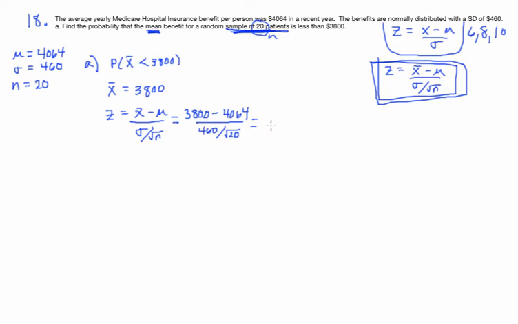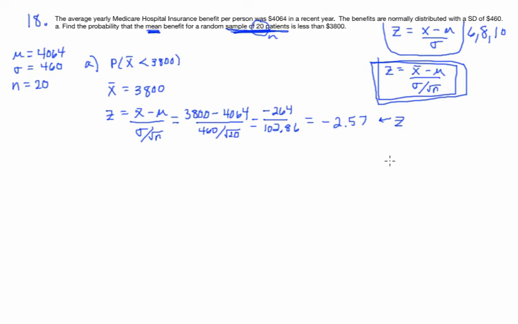I plug that into my calculator. I like to do the top first and get a number on the top. And then I do the bottom, 460 divided by the square root of 20, and I get a number there. Then I divide those two numbers to give me that z-score. That is a z-score.